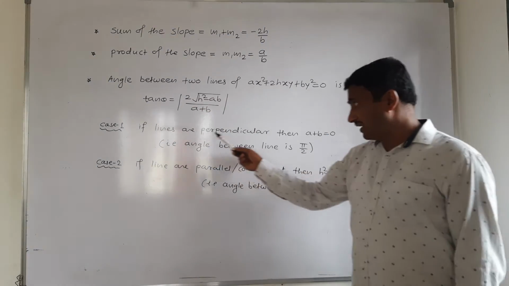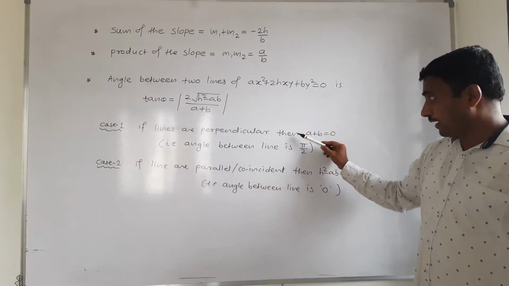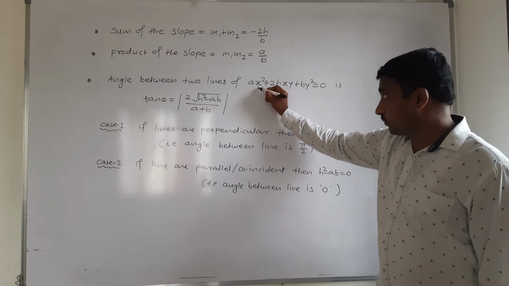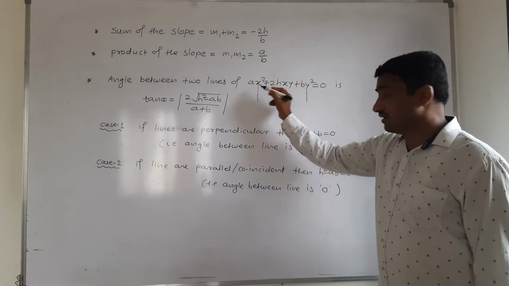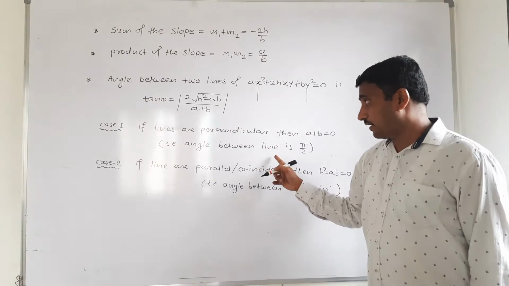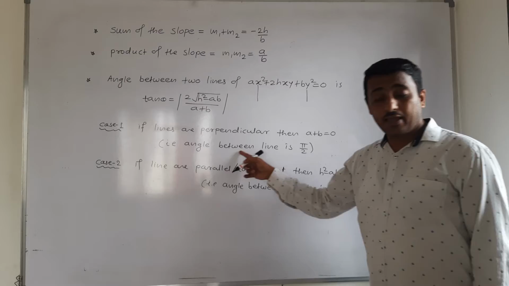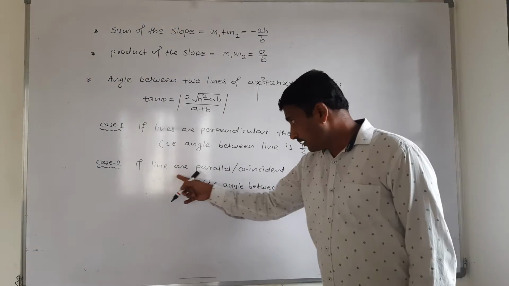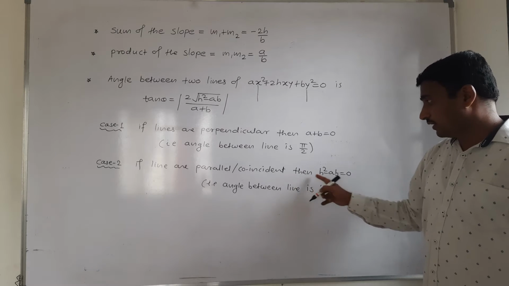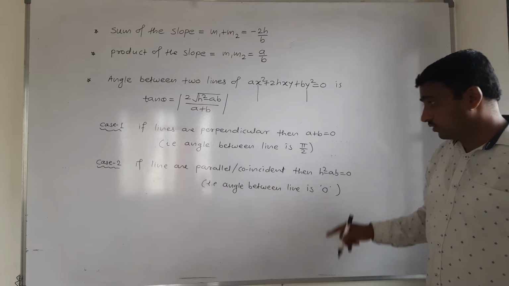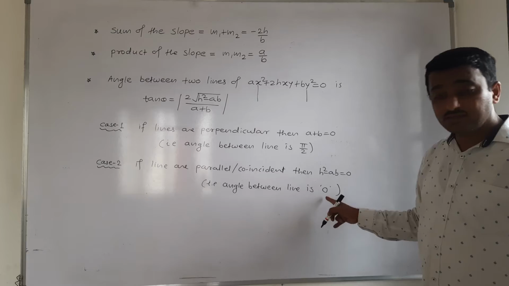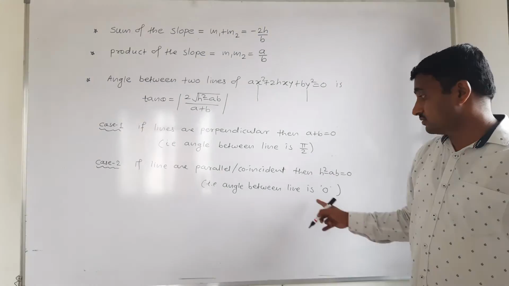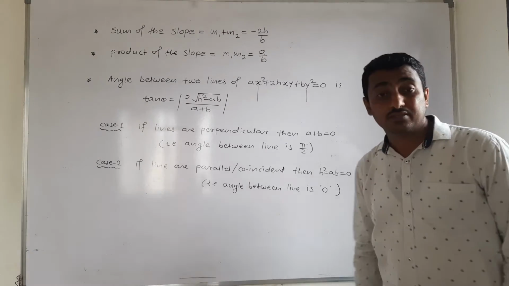Case 1, if the lines are perpendicular, then a plus b is equal to 0. That is, the coefficient of x square plus the coefficient of y square is 0, then the lines are perpendicular. The angle between the lines is pi by 2. Case 2, if the lines are parallel or coincident, then h square minus ab is equal to 0, and the angle between the lines is 0, because the lines are parallel, therefore the angle between the lines is 0.